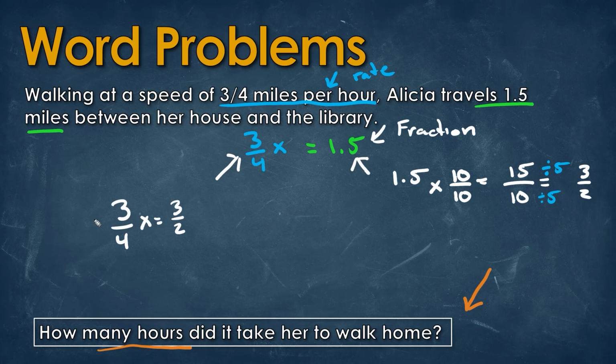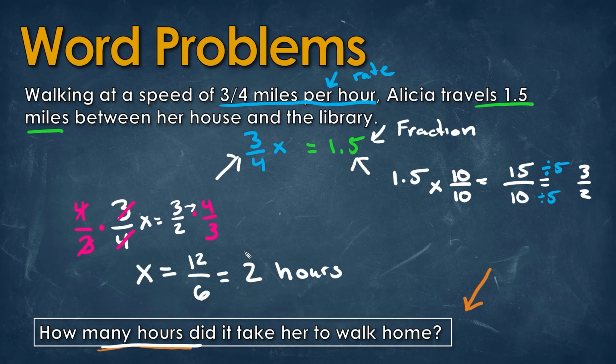To get x by itself, we can multiply this fraction on the left by the reciprocal, meaning we take the bottom number here, which is 4, and put it on the top, and 3 then goes at the bottom. Now, if we do that to one side, that means we also have to multiply it by the same thing on the other side. By doing so, the 4 and the 4 will cancel out, and the 3 and 3 will cancel out. So we'll be left with x on one side. Now, multiplying the two fractions, we always multiply straight across. So that's going to give us 12/6, which will simplify to 2. So how many hours did it take for Alicia to walk home? The answer will be 2 hours.